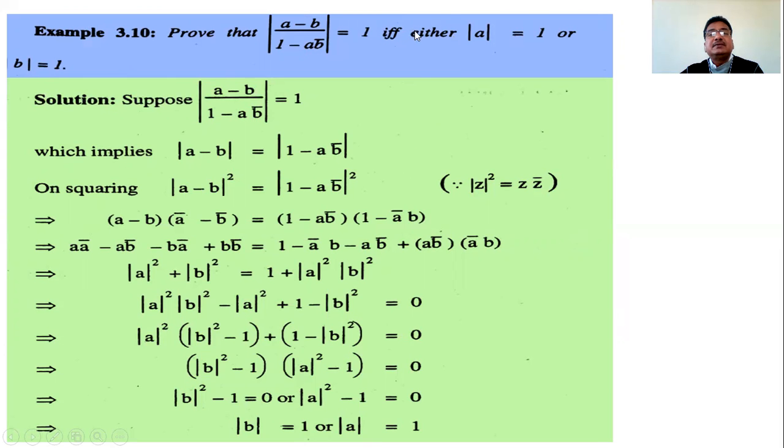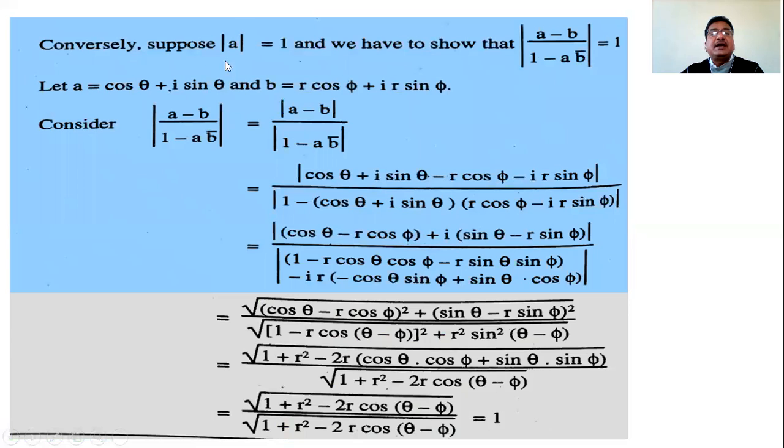Conversely, assume that one of them is true, either mod A is 1 or mod B is 1, and then prove this. So consider that mod A is 1. Assume that mod A is 1. This is the second part. And what do I have to show? Mod (A minus B) divided by (1 minus AB bar) is equal to 1. So use A as cos theta plus i sin theta, because its modulus is 1. So this is the polar form.